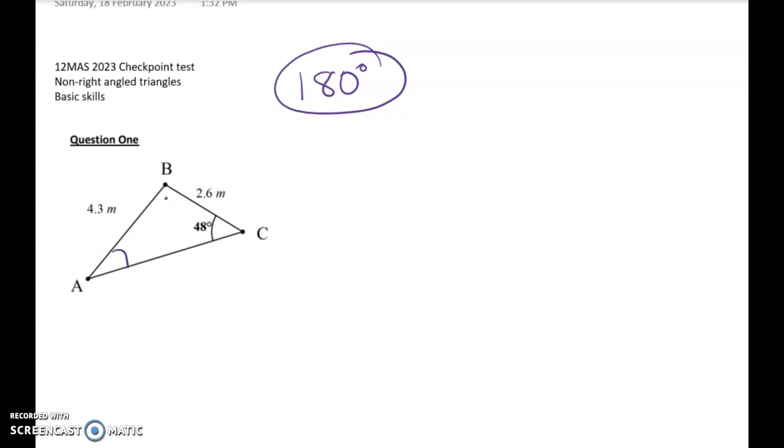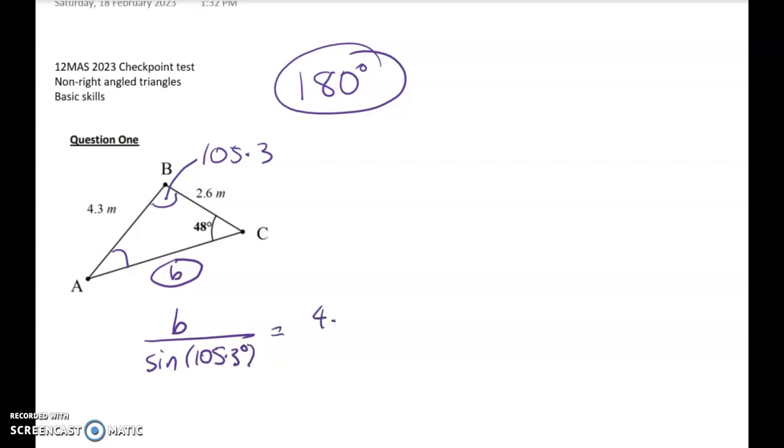So we've got this angle here, and we've got this angle here. And we're looking now for this side. So we know that angle B is 105.3, and we're looking for side B. So using the sine rule, we have B over sine of 105.3 degrees is equal to the same as what we had to start with, 4.3 over sine of 48 degrees.